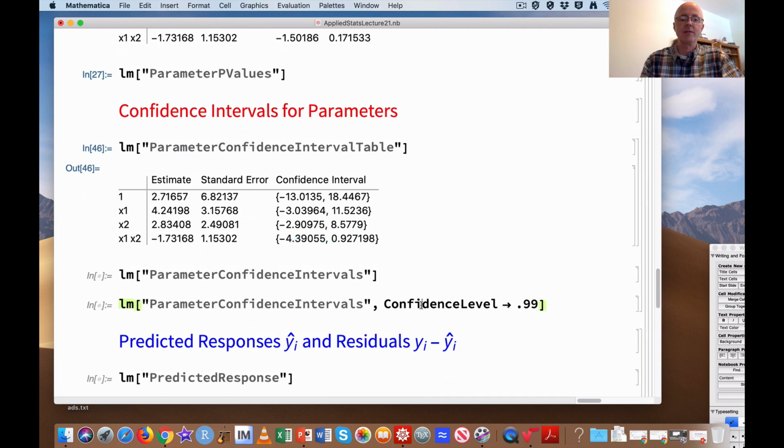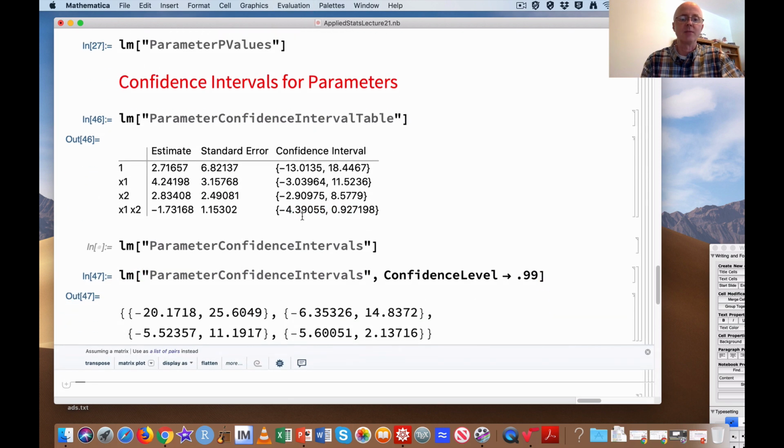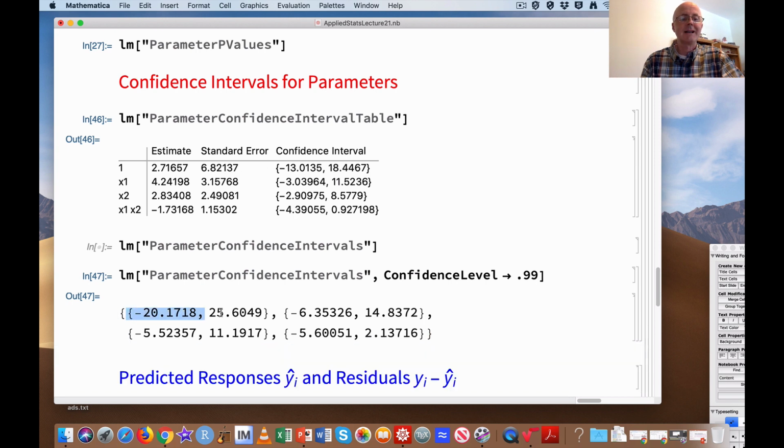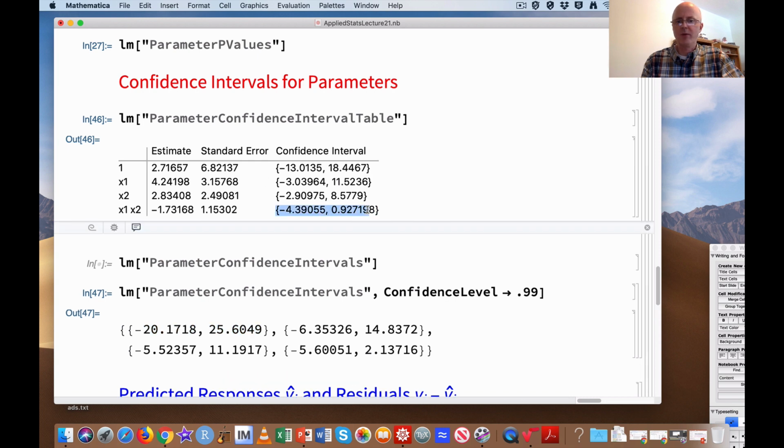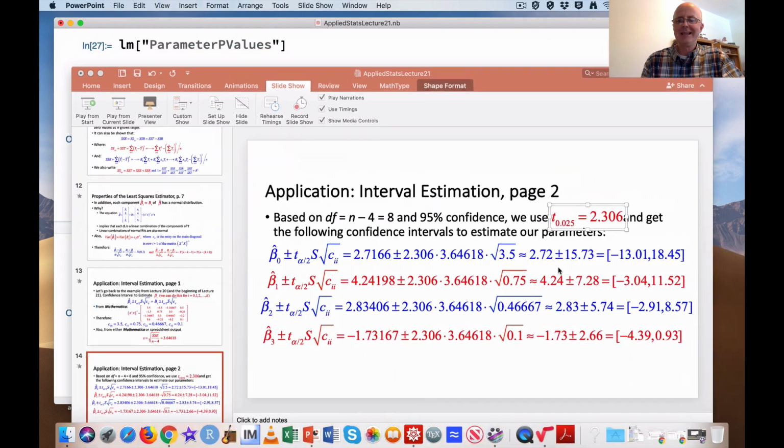We can change the confidence level to 99%, for example, and get bigger intervals, though these are just the intervals instead of the table here. But like this is a 99% confidence interval to estimate beta 0, for example. And then, yeah, let's confirm one of these. This is about -4.4 to 0.9. Yeah, -4.4 to 0.9 or so.